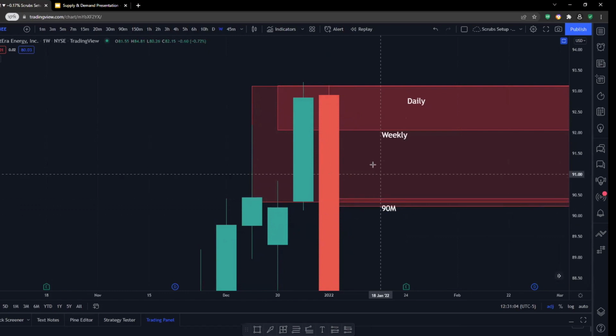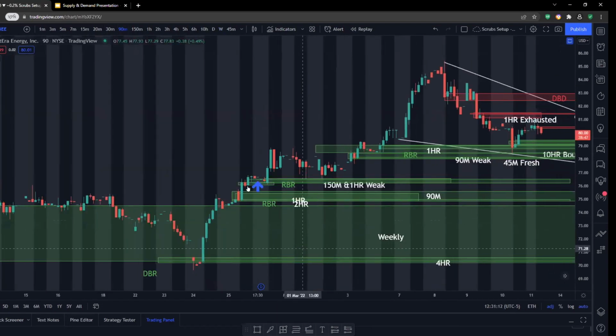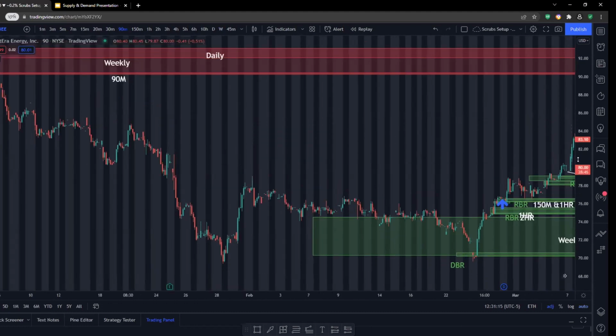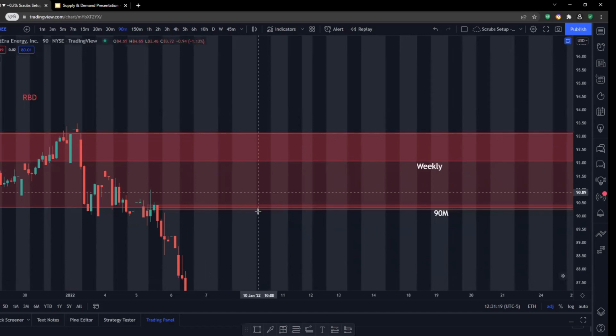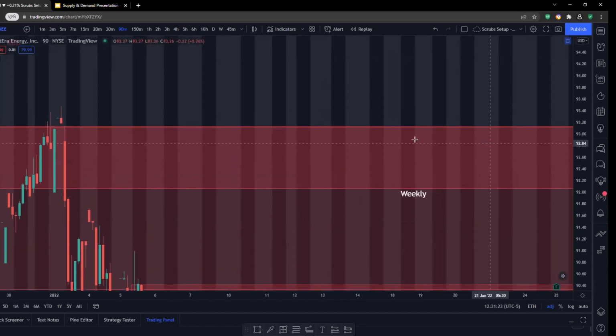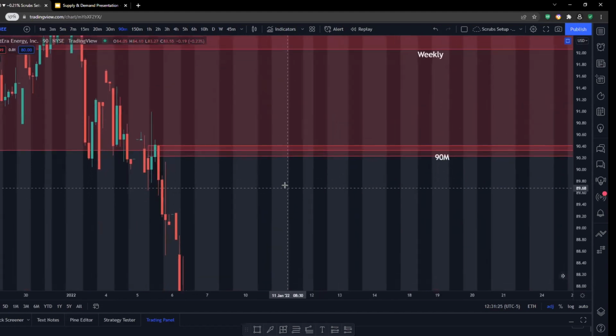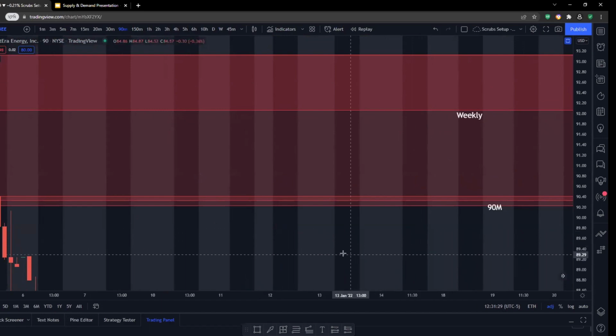So we have one supply there. We have another supply on the daily, and then we also found one on the 90-minute. So if I go over here, this is why it's very important to look at multiple time frames, because we have 3 supply zones in one, basically, right? This is giving us more confluence that this area of $90 is going to be a very large selling wall. There's going to be a lot of selling pressure coming in here.